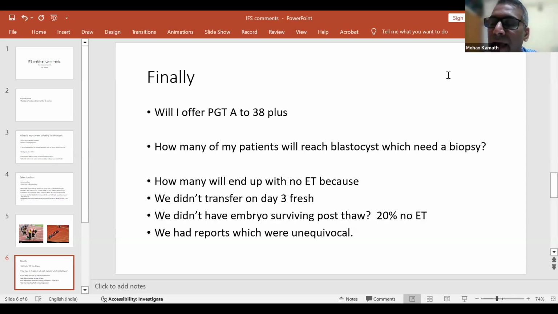So we have to face every fifth couple that I counsel with no embryo, which is quite a big issue. If you really are in private practice, you can't really counsel this. And a lot of them will land up with those unequal reports, like mosaic, and we don't know, no reports, and so on and so forth. So there's a huge problem once you go on this path.